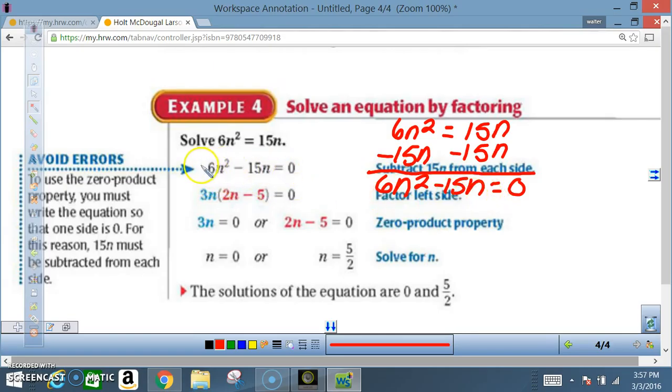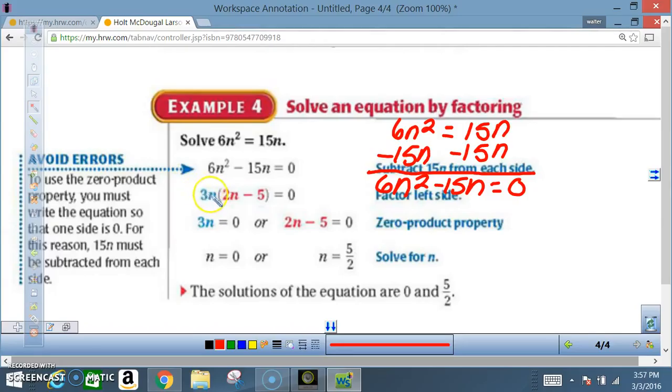So now this is where we are right here. And we're going to do the same thing. We're going to factor out the greatest common factor. So first I look at the numbers, 6 and 15. What's the greatest common factor between 6 and 15? That's going to be 3. Now look at my n squared and my n. The bases are the same, meaning there's an n there, there's an n there. But which one is smaller? It's going to be the n. So that's going to be my greatest common factor. So n is right there.